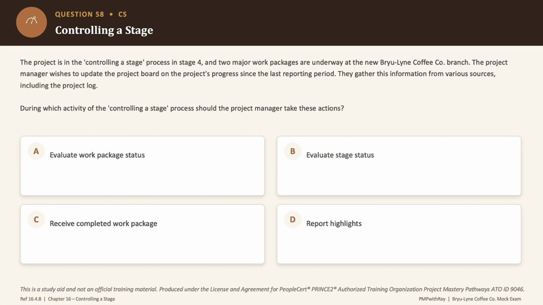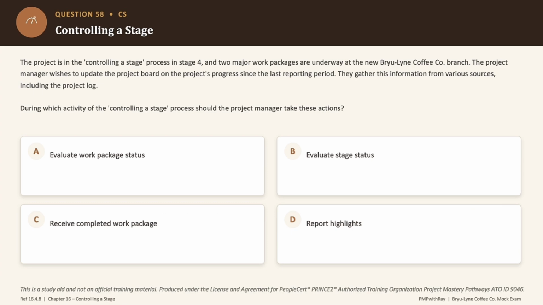Right, so let's move on to the next process, controlling a stage, question number 58. Okay, so two work packages are running at the new branch, and the project manager wants to update the board on the progress since the last reporting period, pulling the information from the project log and other sources. Now, which activity does this belong to? Right, now you have to understand this, that evaluate work package status is the project manager checking in on one of the work packages at a time with the team manager, okay? Not definitely a board level update.